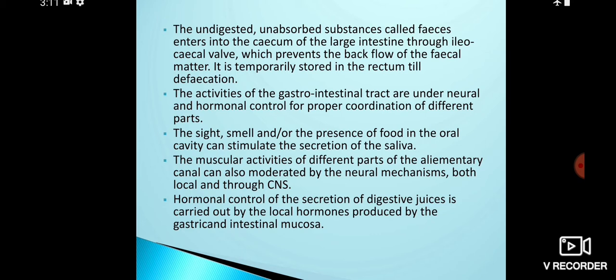So you all know that the gastric glands are going to secrete the gastric juice, and the gastric glands, which consist of the gastric cells, are going to secrete the hydrochloric acid and the pepsinogen. Okay, but who makes these gastric glands secrete the gastric juice, the hydrochloric acid and the pepsinogen? That is being done by the local hormone called gastrin.